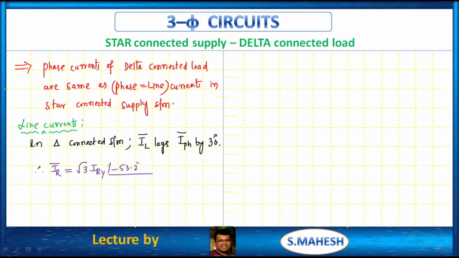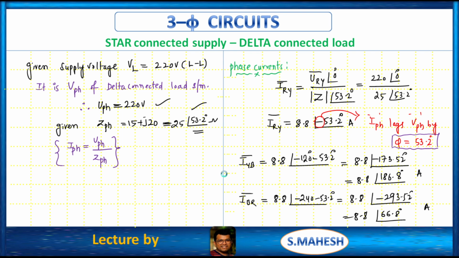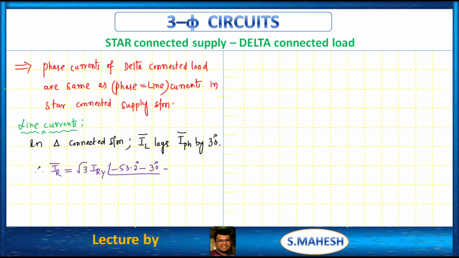Minus 53.2 minus 30. Why is it minus 30? Because this line current lags the phase current by 30 degrees. Clear? If it is leading, you have to put a plus sign. That's it, right? From this, root 3 into IRY: we have IRY as 8.8, so 8.8 into root 3, we have 15.21 at an angle minus 83.2. That's it. This is the line current of R phase.